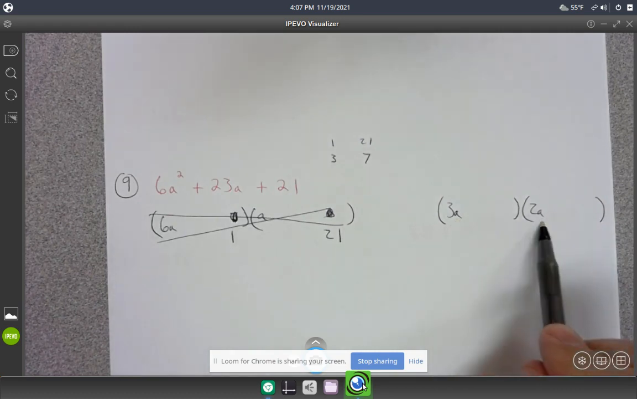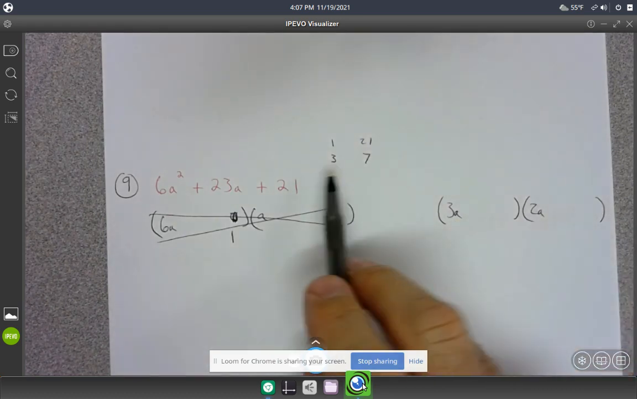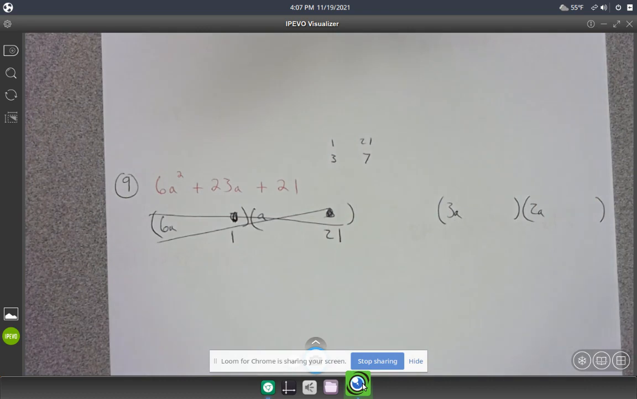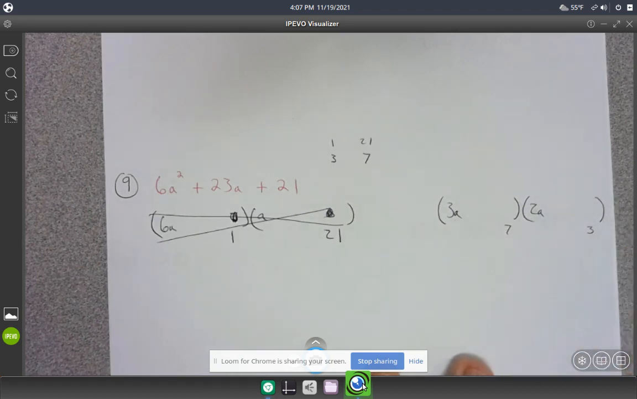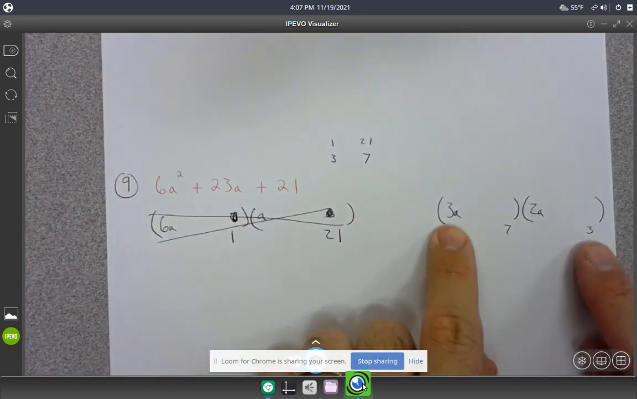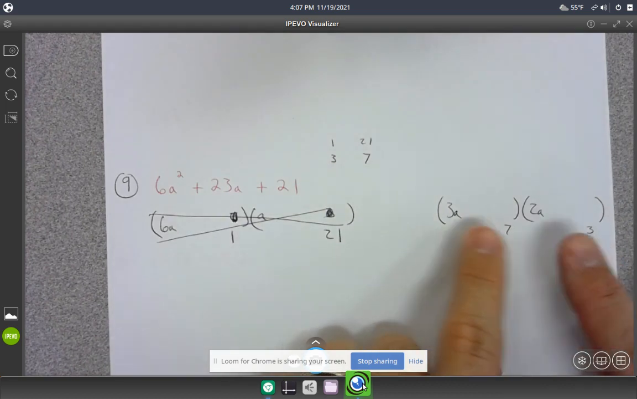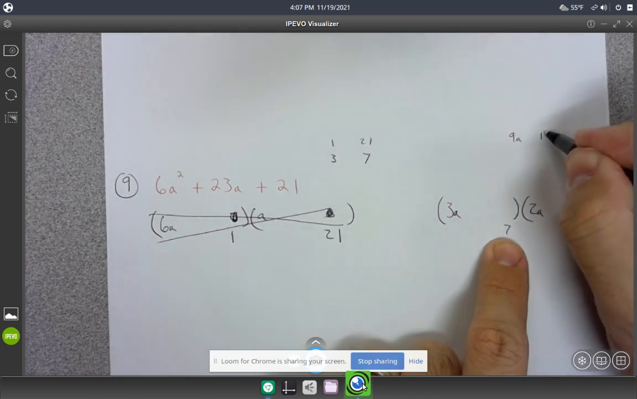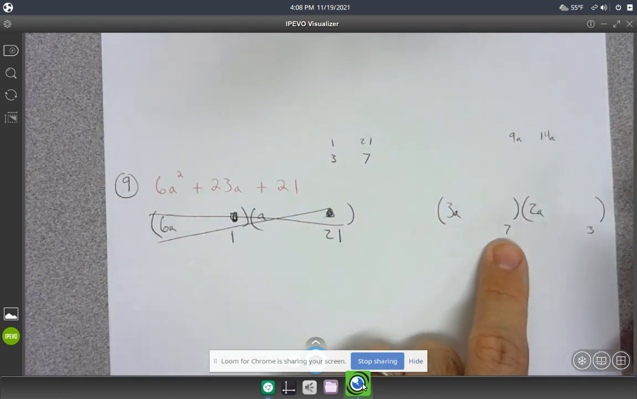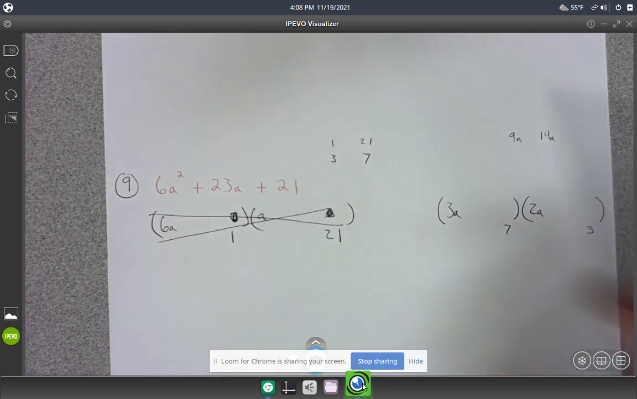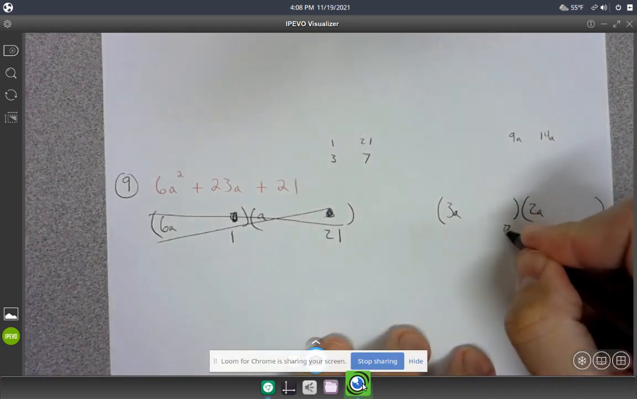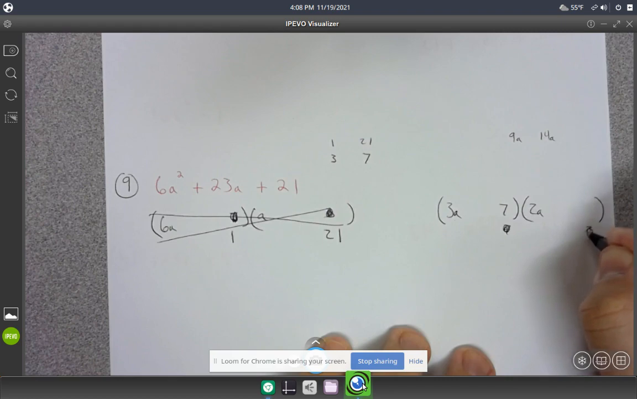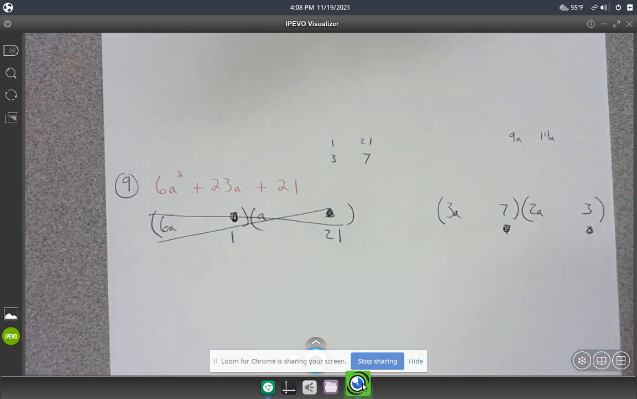So I come over here for 3a and 2a. If I try the 3 and the 7, I would have to put the 3 over here with the 2 and the 7 with the 3. Right? So this is going to give me 9a, and that's going to give me 7 times 2 is 14. 9 and 14, when you add those together, you do get a 23. So that's how I know that's my answer. So the 7's going to go here, and the 3's going to go there.